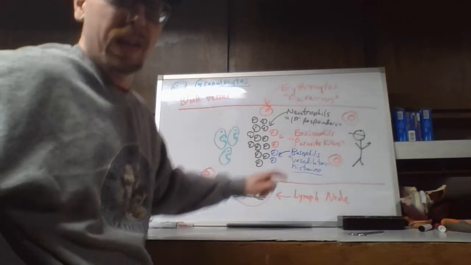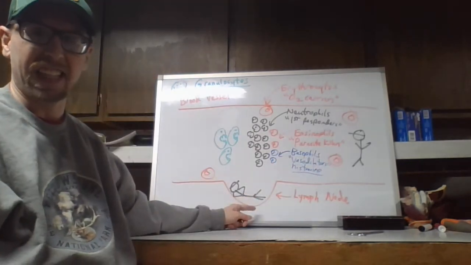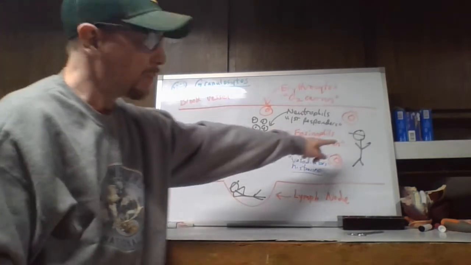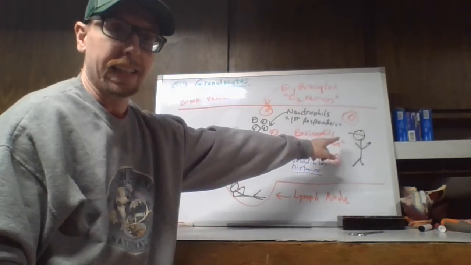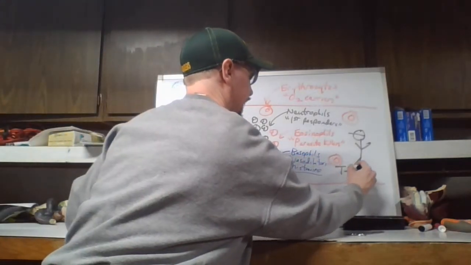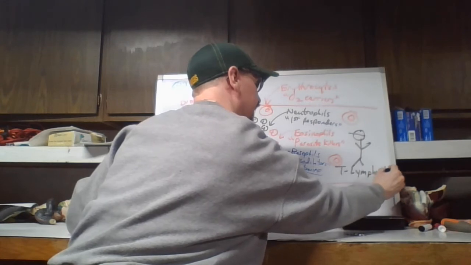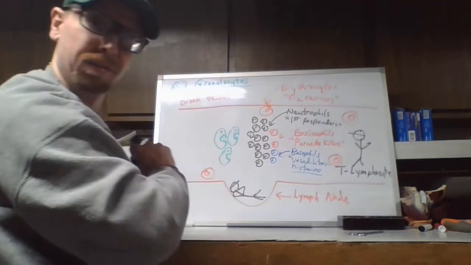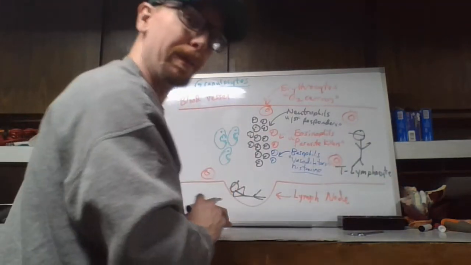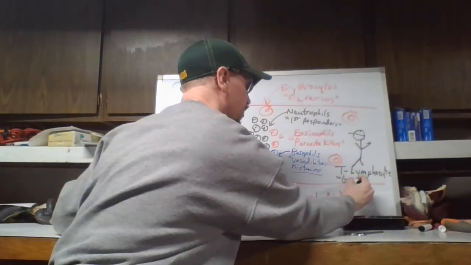So notice I have one that is out and about, and I have another one here that's just lounging around in a lymph node. Let's talk about this one right here. This one is called the T lymphocyte. Sometimes we just call them T cells. Okay? What I want you to remember about T lymphocytes or T cells is that these are the generals.